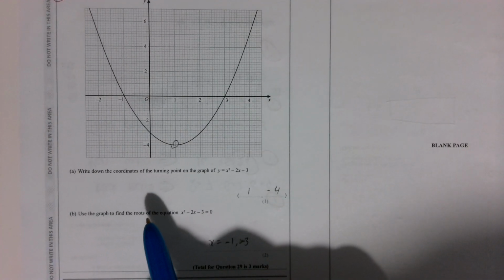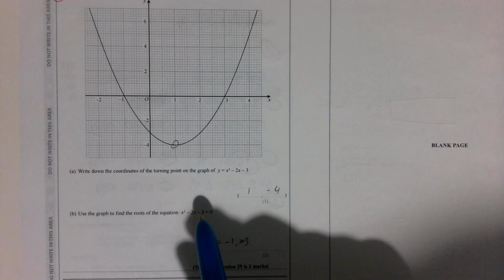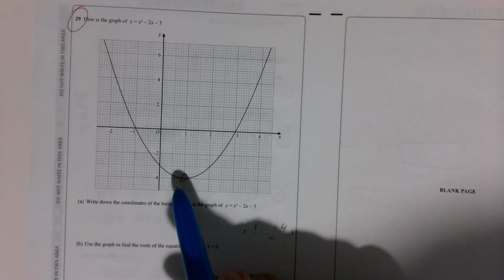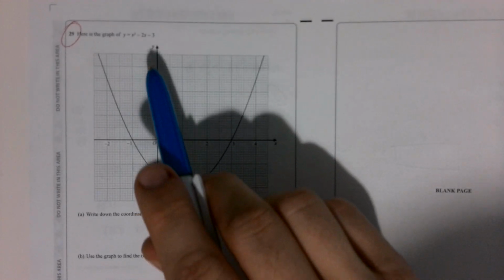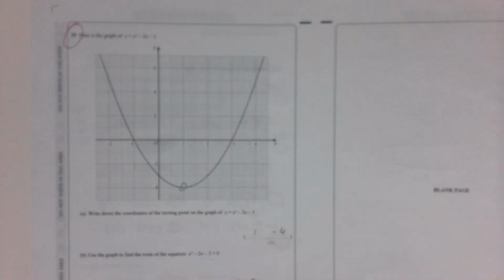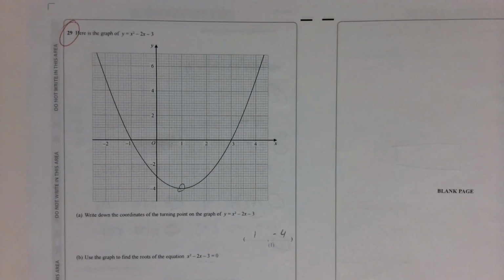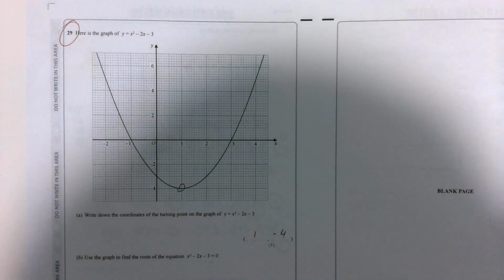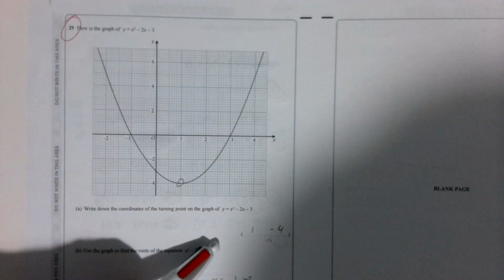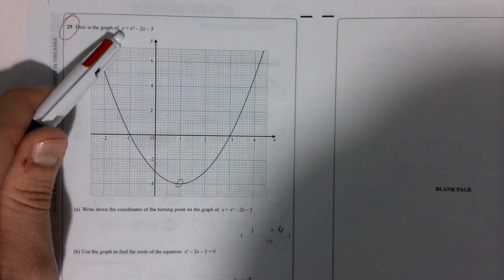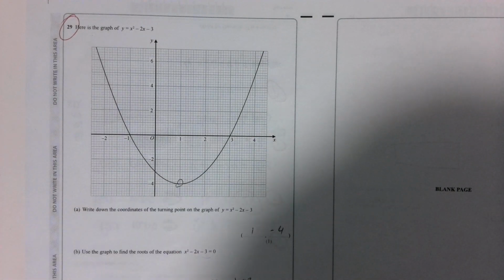And use the graph to find the roots of the equation x squared minus 2x minus 3 equals 0. You'll notice this looks very similar to what you're given up here. So the roots are just the solutions. Essentially that is saying what are the values of x where your y is equal to 0. Because the only change is we've got y here and 0 here.